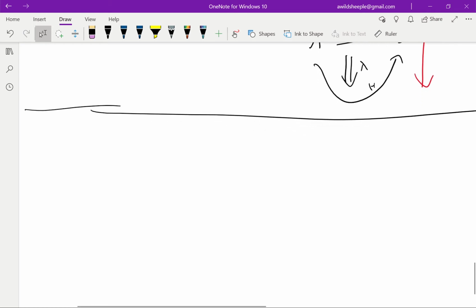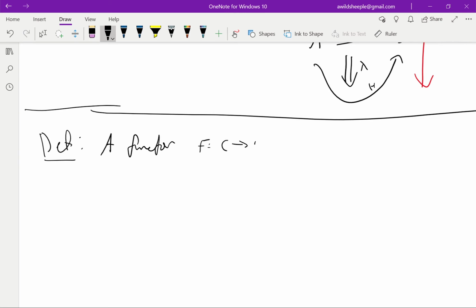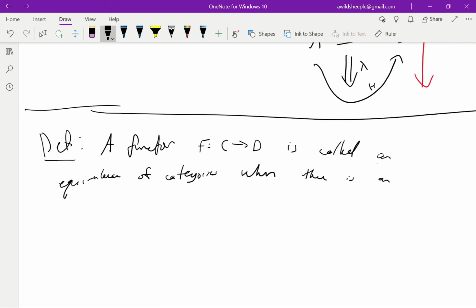And now I'm going to give you the definition of an equivalence of categories that any other mathematician would tell you if you ask them what it was. So a functor, maybe we'll call it F from C to D, is called an equivalence of categories, or an equivalence for short, when there is an inverse, not really an inverse because it's an isomorphism. So instead of calling it an inverse in air quotes, I'm going to call it just a quasi-inverse. And we'll call that G from D to C.